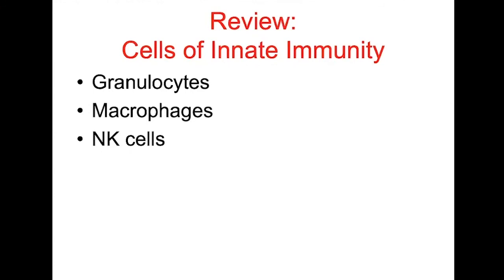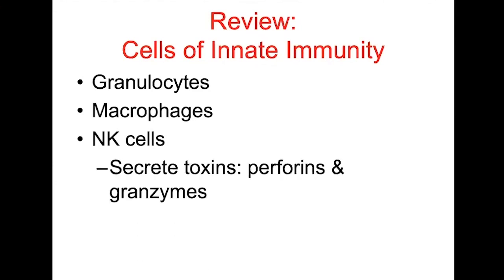NK cells are actually natural killer cells, and natural killer cells are going to be used against virus-infected cells as well as tumors. They're going to secrete two toxins, perforins and granzymes. The perforins poke holes in the plasma membrane of the infected cell, and the granzymes go through those holes into the cell and trigger the cell to commit cell suicide. Cell suicide is called apoptosis.